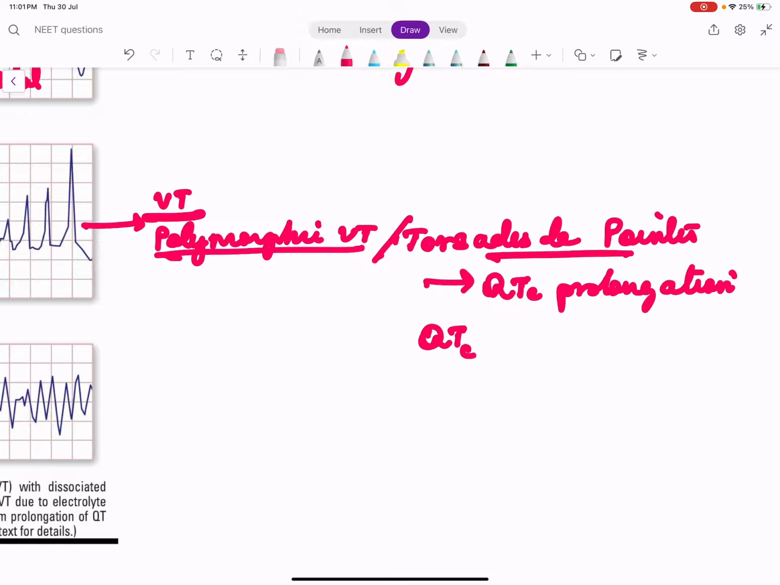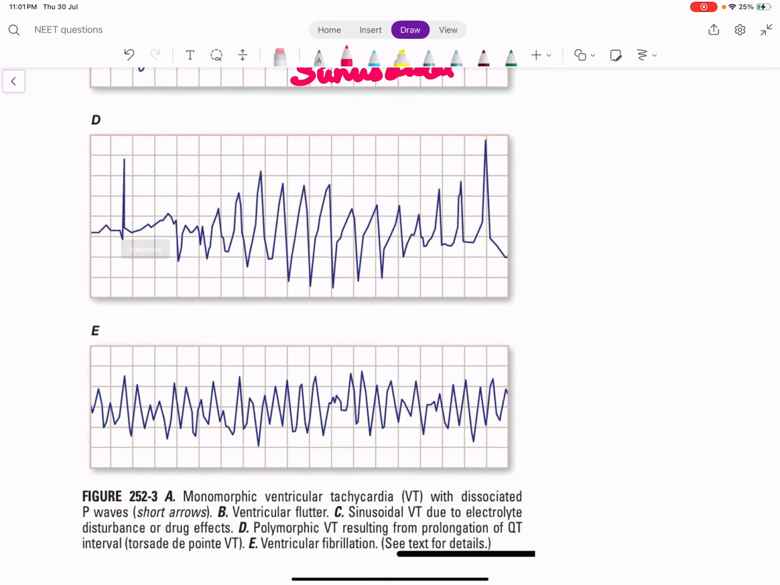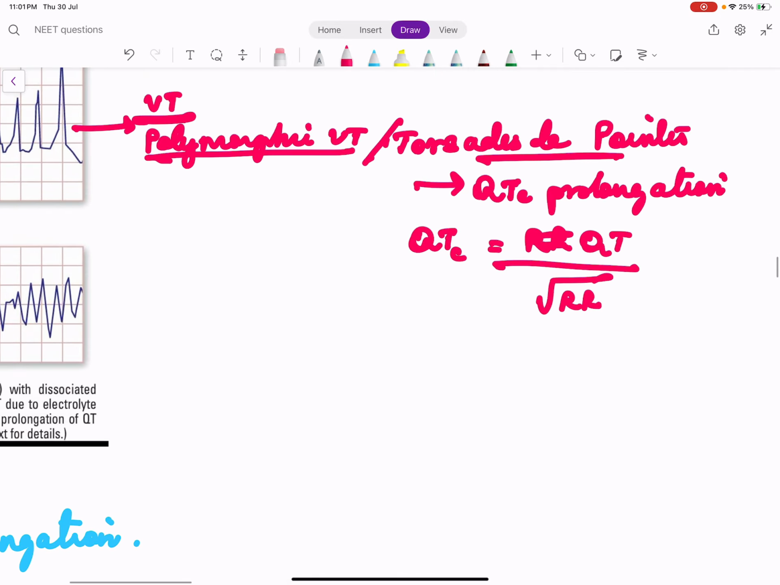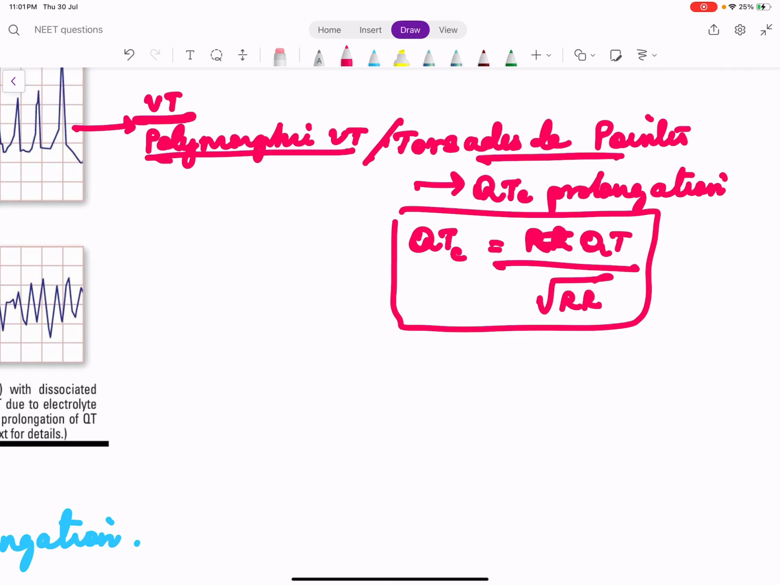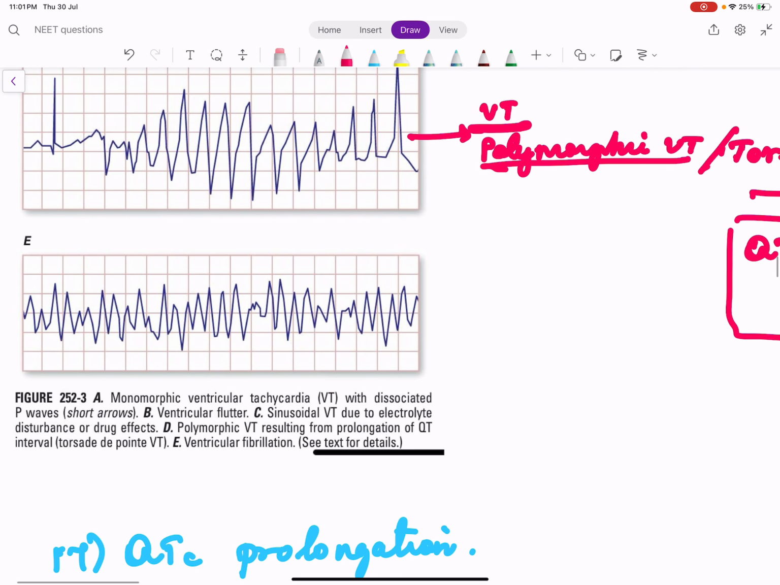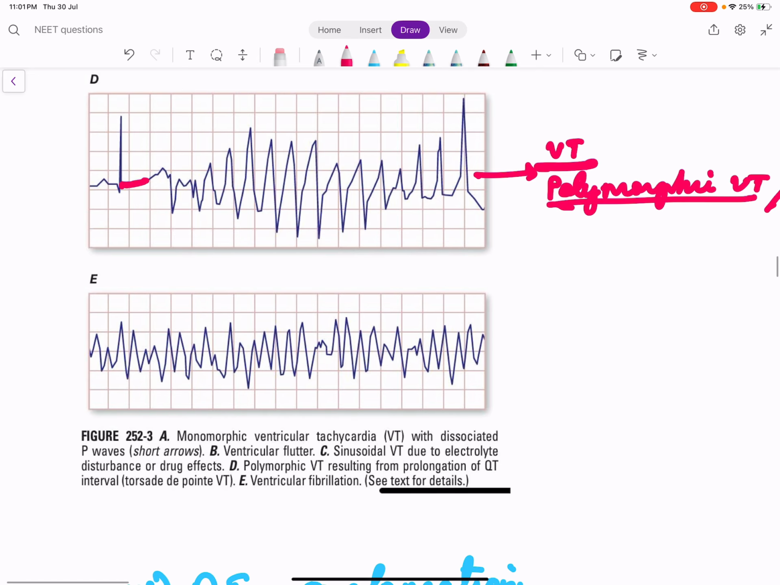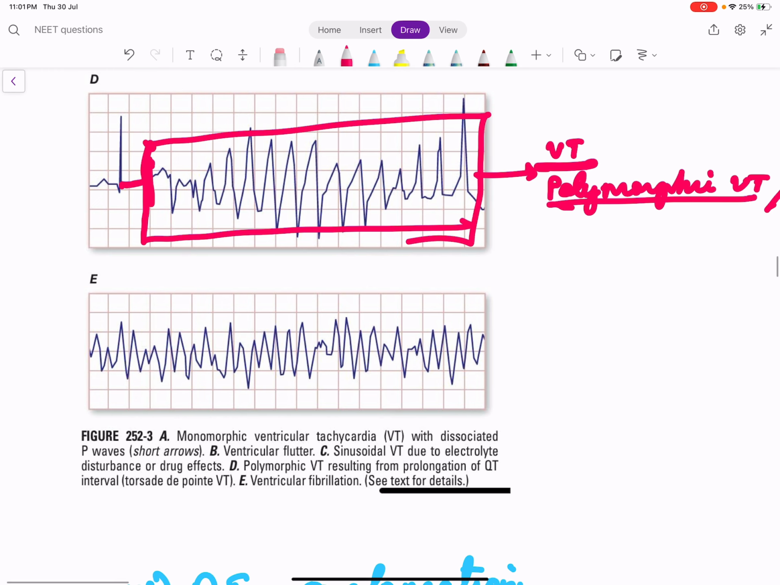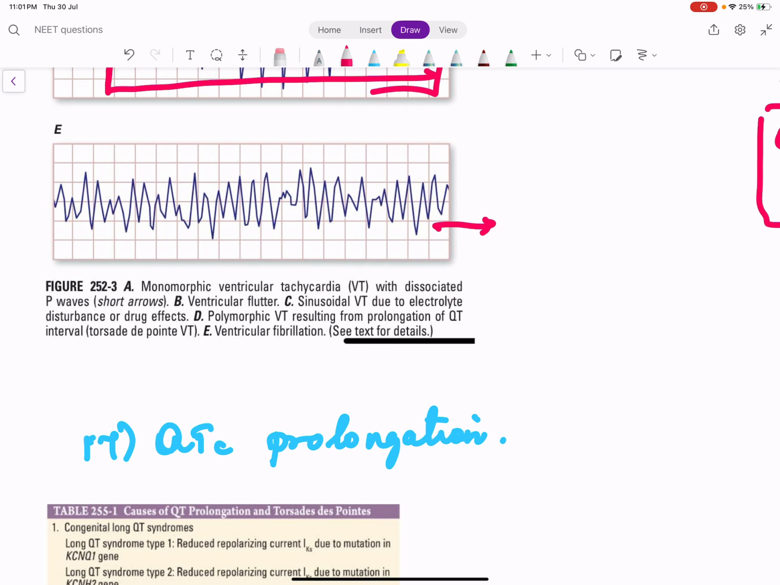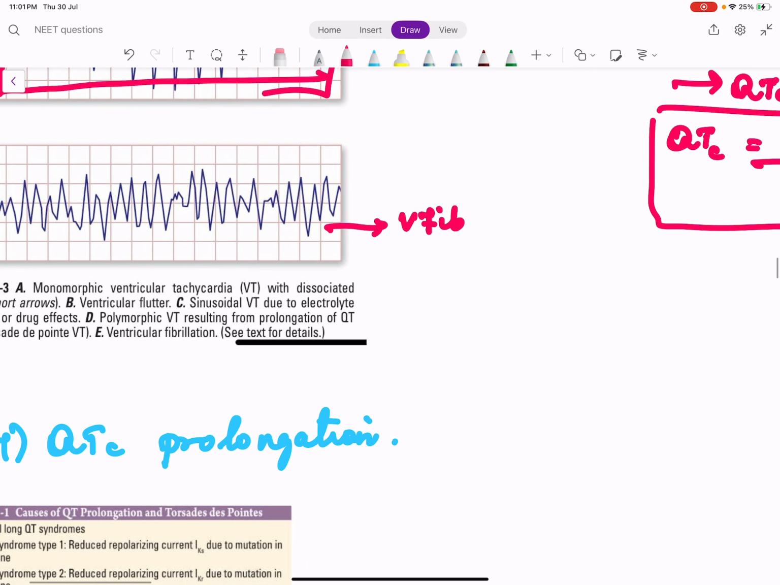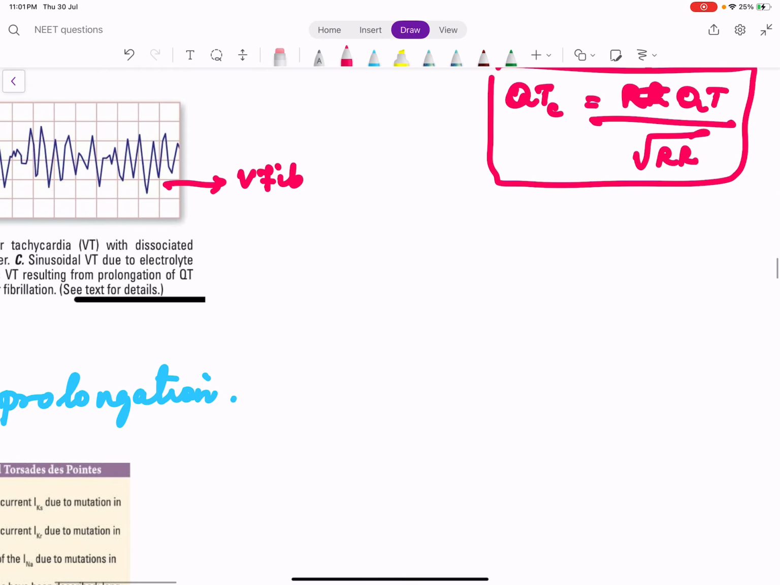QTc is nothing but corrected QT interval. It is given by many formulas. Remember Bazett's formula, QT divided by square root of RR interval. Even if you don't understand this formula, I'll show you later an easy way to see how QT is prolonged. So this is actually QT prolongation. So baseline ECG showing a QT prolongation, it breaks into an arrhythmia which is torsades de pointes. This looks like torsades de pointes. It's actually ventricular fibrillation where we do not discern the ventricular waves very easily.